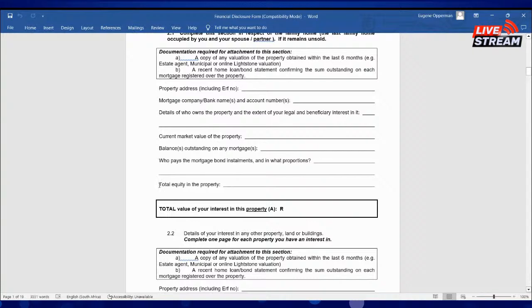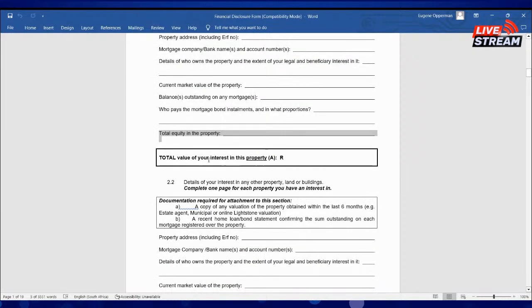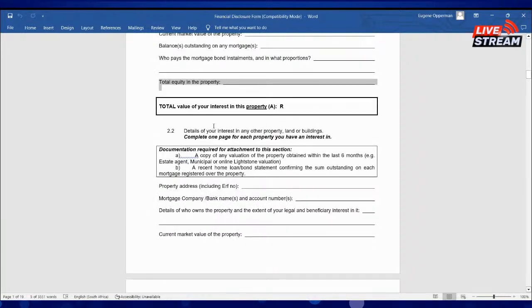Also, if it's a joint property, what is your total equity in the property? So if you own half of the property, what is your half worth? And then you get the total value of your interest in the property, or from the respondent, what is his interest of the property.